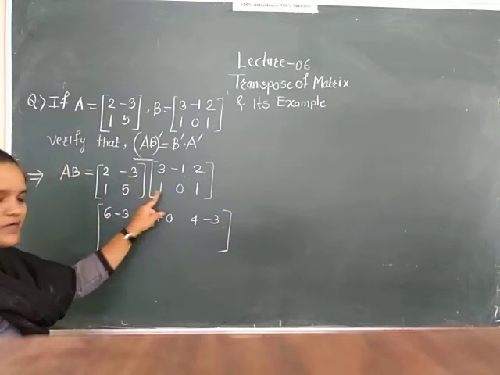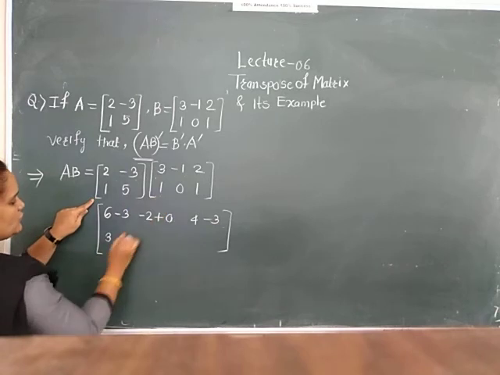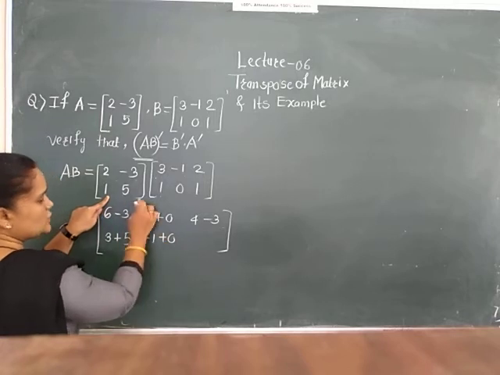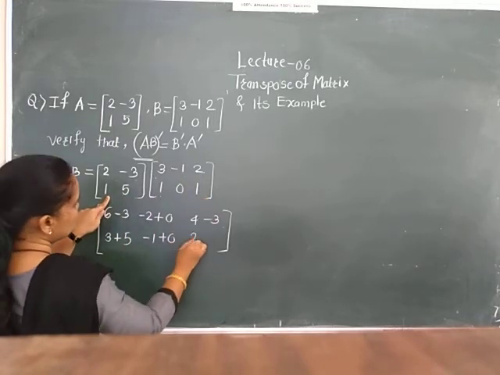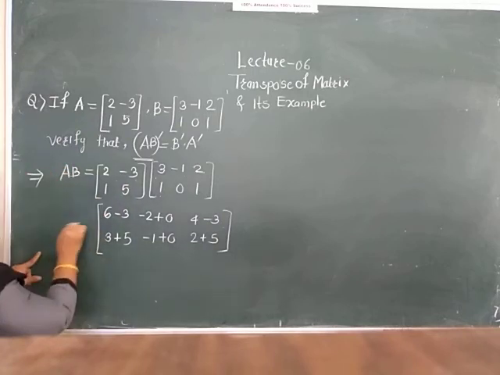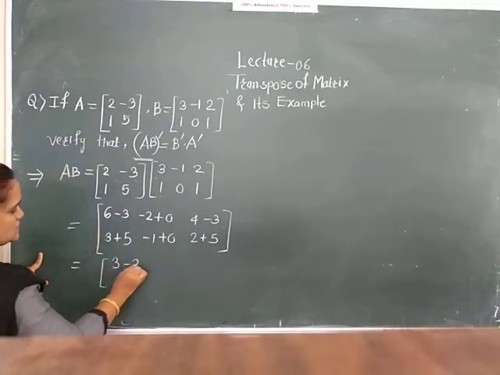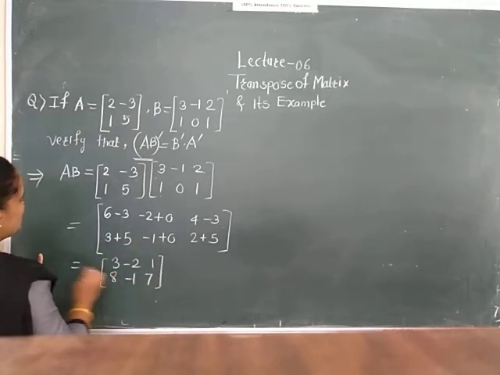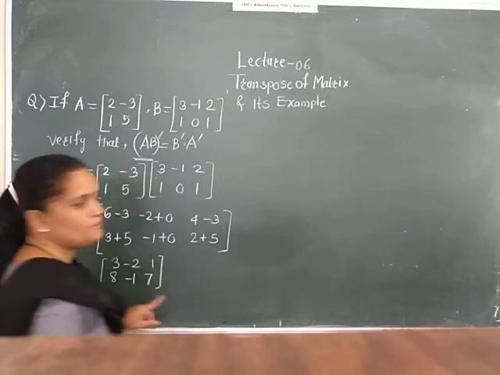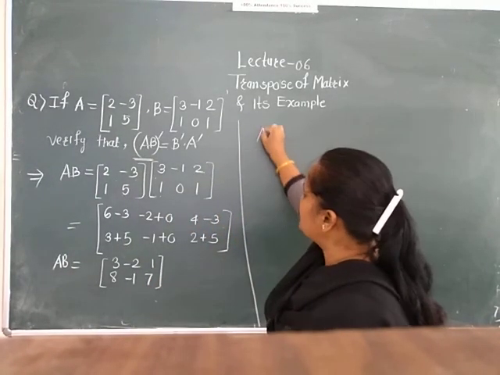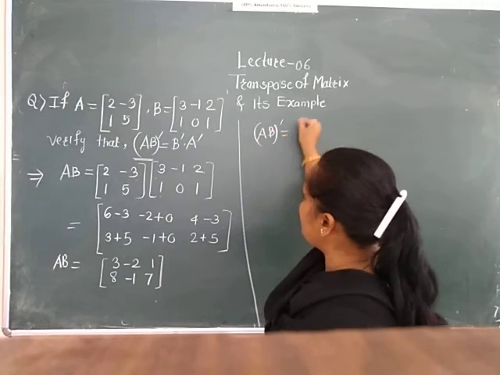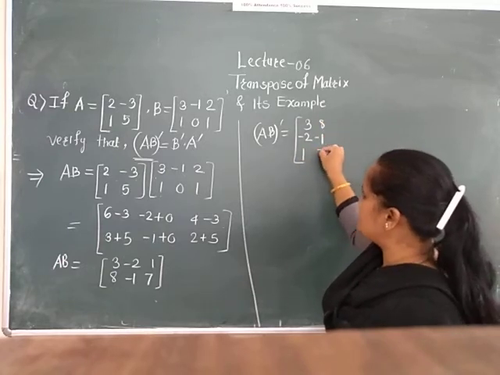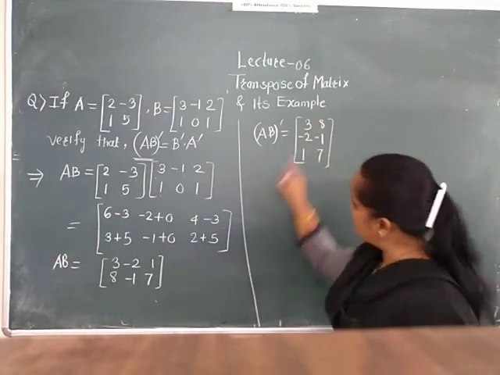Then second row, first column, 1 into 3 is 3, 5 into 1 is 5. This is minus 1, this is 0. Second row, third column, 2 plus 5. It is equal to 3, minus 2, 1, then 8, minus 1, 7. So this is AB. From that we can easily calculate AB dash, which will be 3, minus 2, 1, 8, minus 1, 7, an interchange of rows into columns.